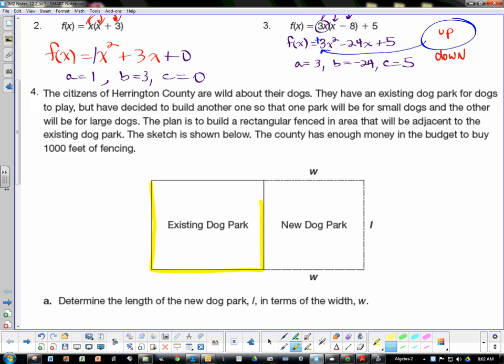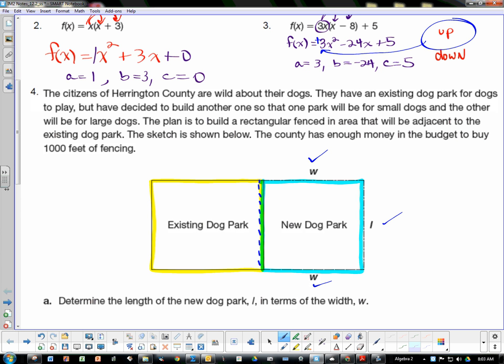This is our existing, I guess, old dog park. We're going to build a new one. The new one is going to be right here. How many sides of fencing do we really need to build this thing? 3, yeah. We've got to get some fencing for this side, and this side. There's already existing fencing right here. We don't have to even take that into consideration at all.